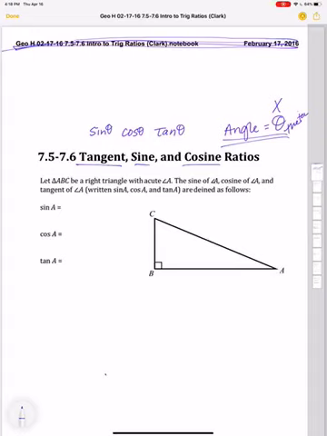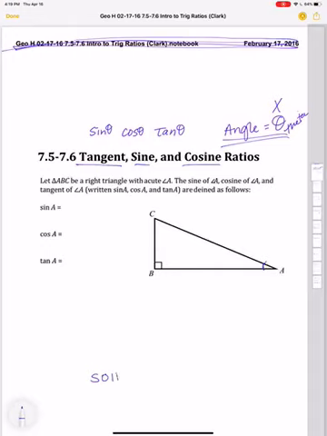That's what is important when you're learning about these: the angle is always your perspective point. So here we have triangle ABC, and it's a right triangle with acute angle A. That just means angle A is less than 90. The sine of angle A, the cosine of angle A, and the tangent of angle A are defined as follows. So this is where you've probably heard this popular saying, SOHCAHTOA. There are other variations of it, but I prefer SOHCAHTOA.